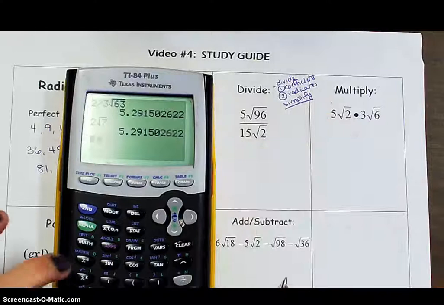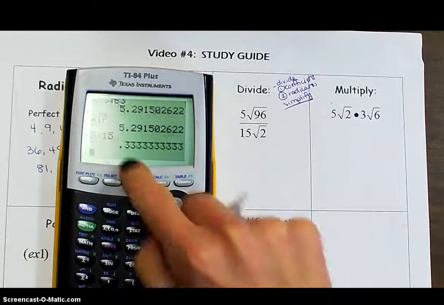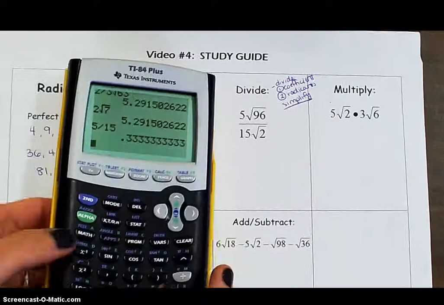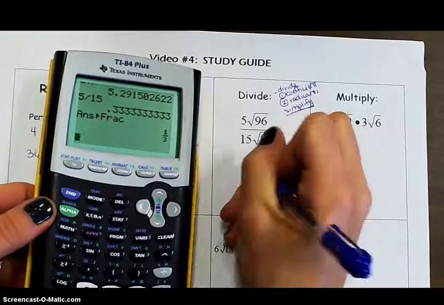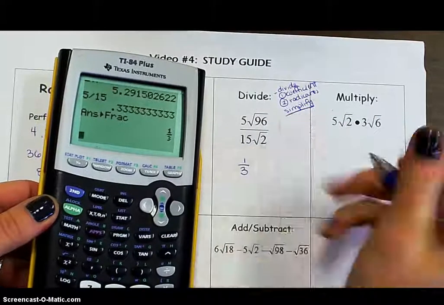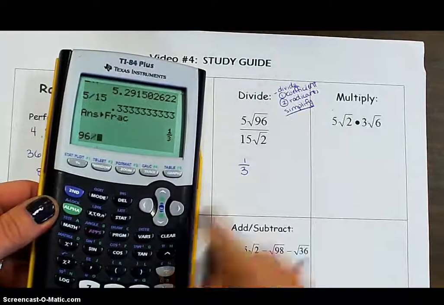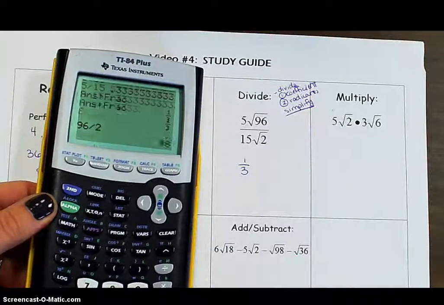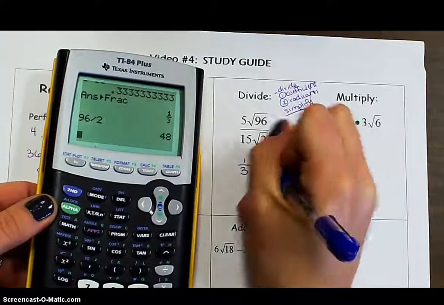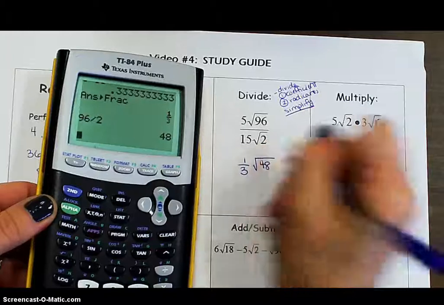So 5 divided by 15. Okay, we're going to get a decimal, but that's okay. We're going to turn it back into a fraction, math frac. So we get 1/3. This is going to be 1/3. And then 96 divided by 2. Now you don't put the radicals in there, you just divide it normally. And we get 48. So this is going to be radical 48.